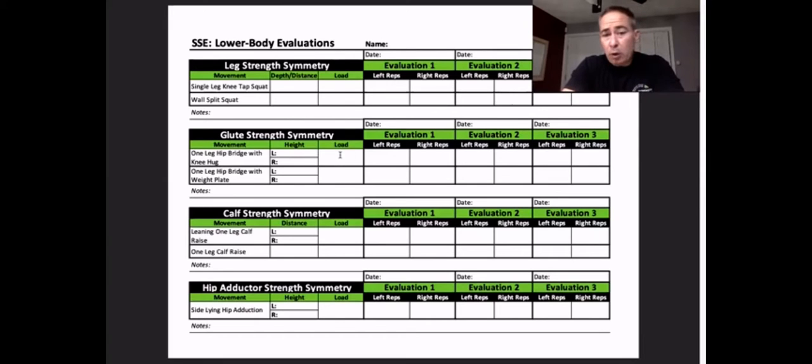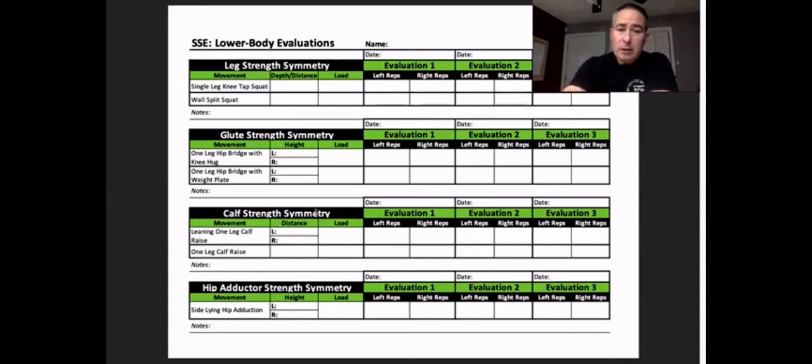So obviously load, you're not recording load for the body weight one leg hip bridge, but if you're using a weight plate, of course you would say what the weight of the weight plate is. And that way you keep that same load on each evaluation, at least for 3. And then if you ever do a new evaluation that would be a heavier load, then you would just use a different chart.